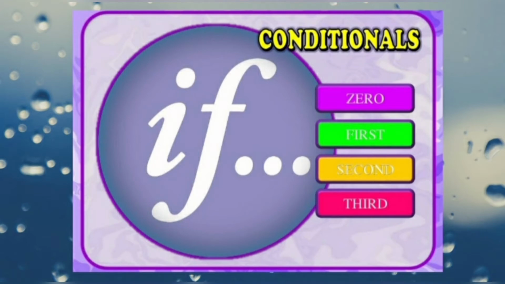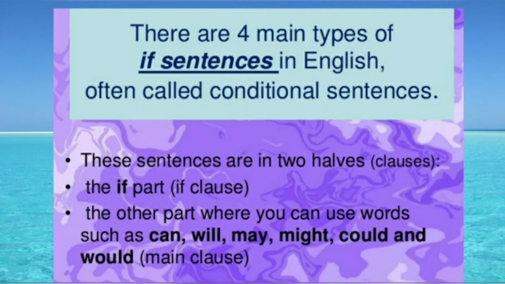There are 4 types of conditionals: zero conditional, first conditional, second conditional, and third conditional. These are the 4 main types of if sentences in English, often called conditional sentences. These sentences are divided into 2 halves, which are known as clauses. The if part is known as the if clause, and the other part, where you can use words such as can, will, may, might, could, and would, is called the main clause.